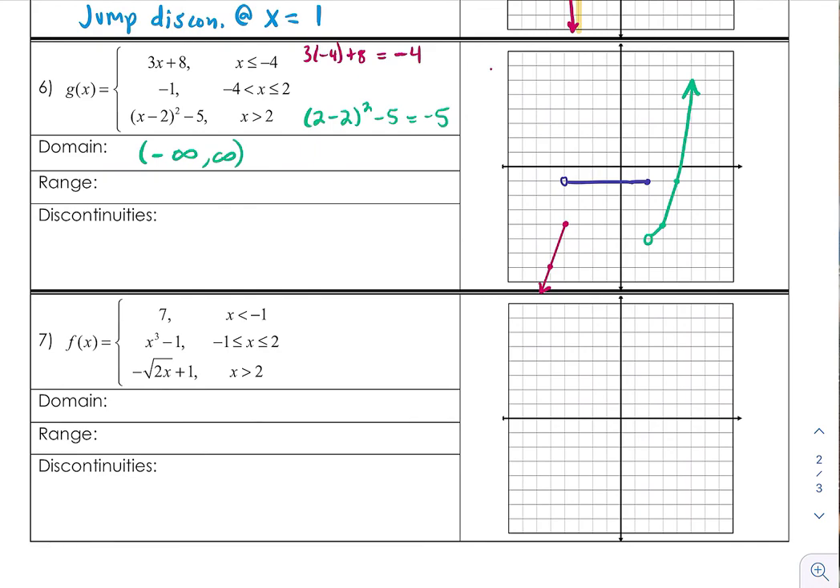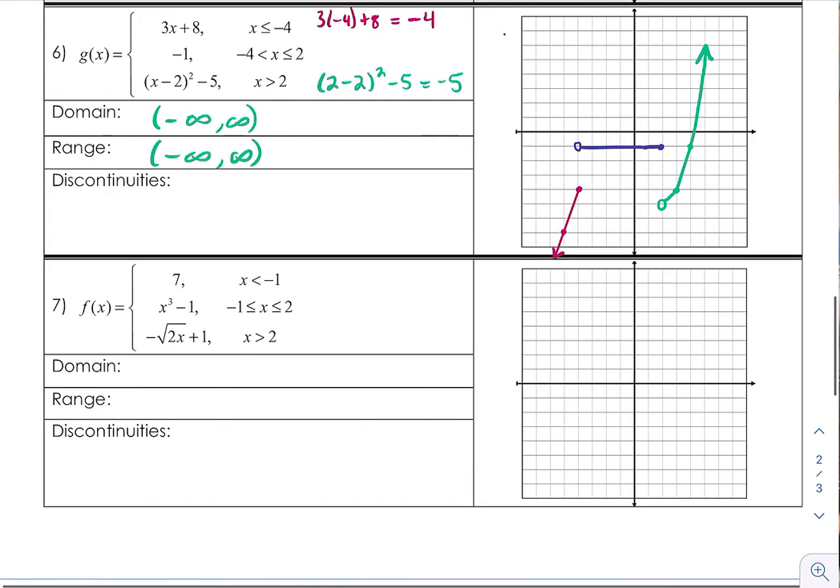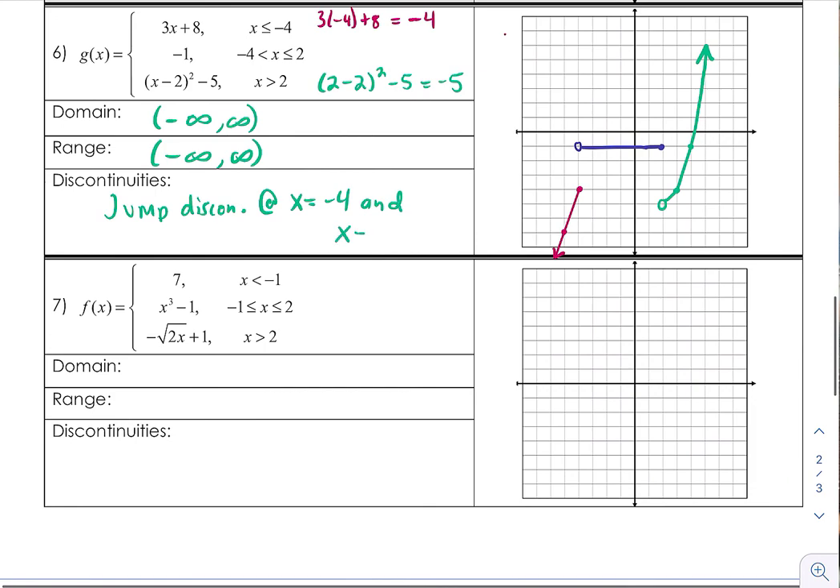All right, let's check out range. Do I have an arrow pointing downwards towards the negative values? Sure do. What about upwards? Sure do. Okay, let's check the middle. Looks like in here, I have this gap. But where I have this gap, the green function is filling it in. So we cover all the y values as well. -infinity to infinity. And then lastly, piecewise functions are pretty much, except if we have a function that has its own discontinuities, they're always going to be jump discontinuities. So this will be a jump discontinuity at x equals -4 and at x equals 2.